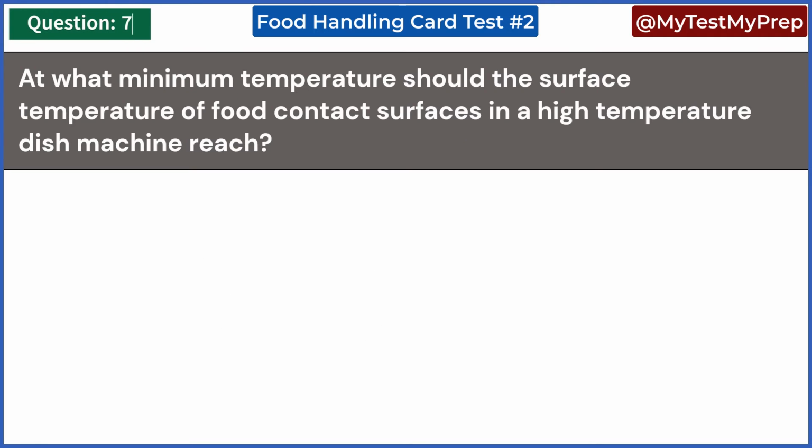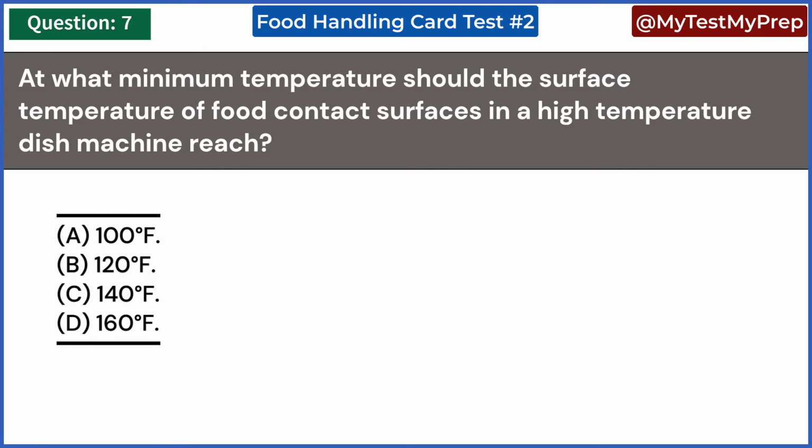At what minimum temperature should the surface temperature of food contact surfaces in a high-temperature dish machine reach? A. 100 degrees Fahrenheit. B. 120 degrees Fahrenheit. C. 140 degrees Fahrenheit. D. 160 degrees Fahrenheit. Answer D. 160 degrees Fahrenheit.